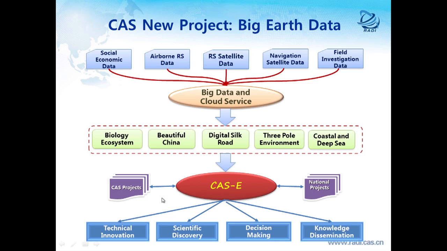So finally, we form the CAS Earth system. In the meantime, we collect some data from the CAS project, from a national project. Then the output, you can see the first one, support for the decision makers. The second one for scientific discovery. Also, we want to do some technical innovation.